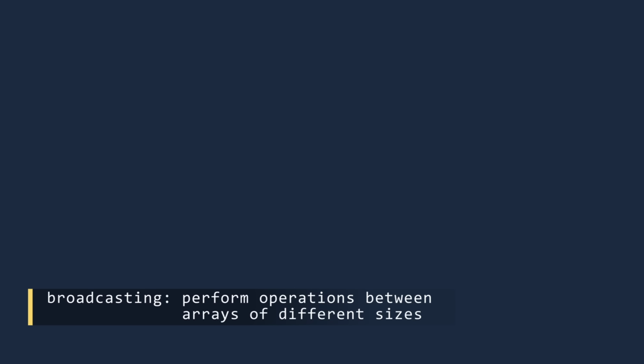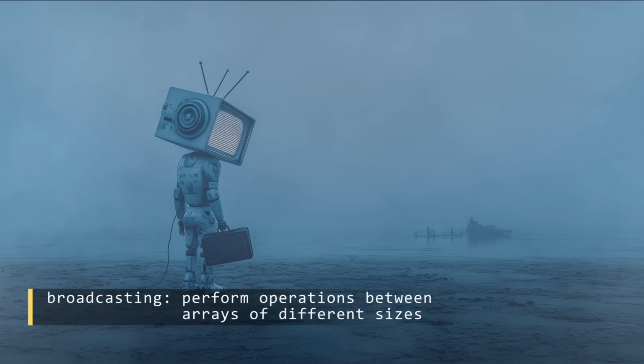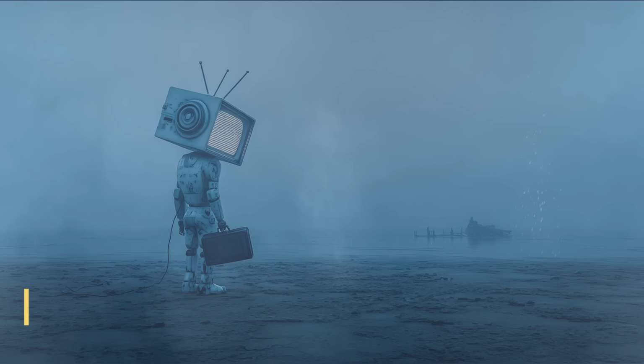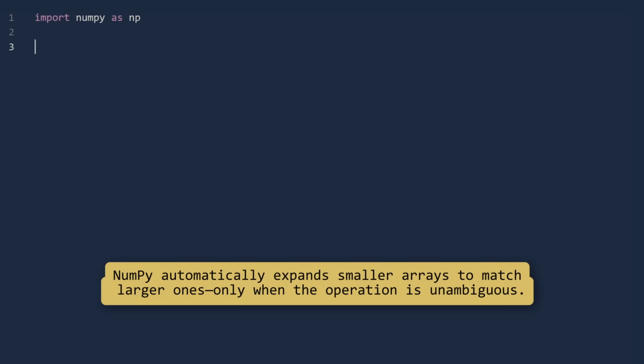Broadcasting, Numpy's method for performing operations between arrays of different sizes. The term originates from early computing, where a single value would be transmitted, or broadcast, to multiple processing units simultaneously. Numpy continues this tradition of data distribution. When performing operations between arrays of different sizes, Numpy will automatically expand the smaller array to match the larger one, but only when it can do so without ambiguity.